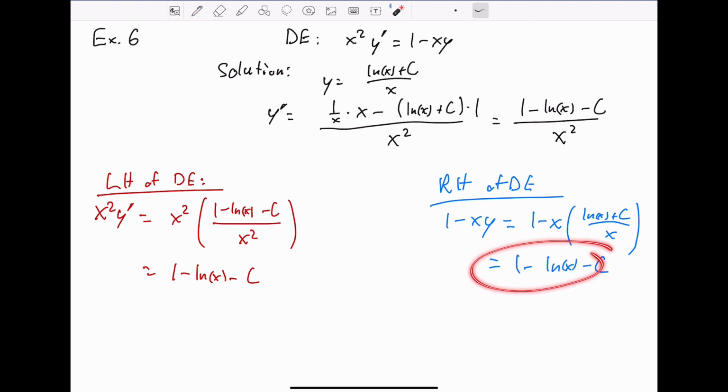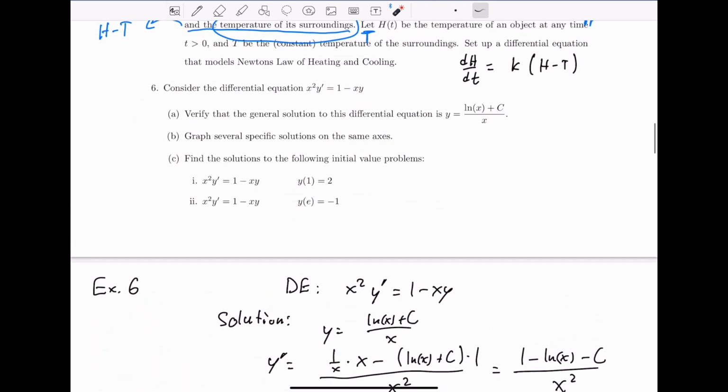And notice these left and right hand sides are equal. So we have verified that this function is the general solution to this differential equation. The next part of the problem is to graph several specific solutions on the same coordinate axes.